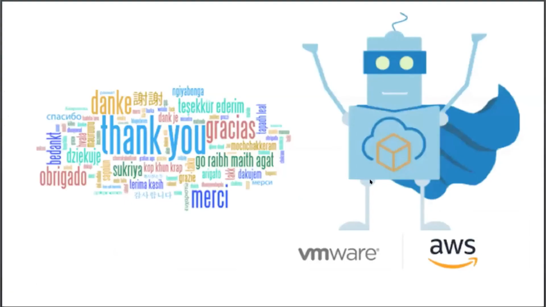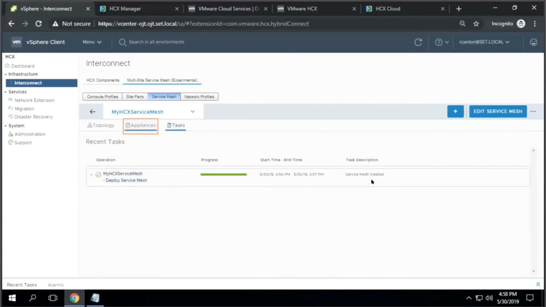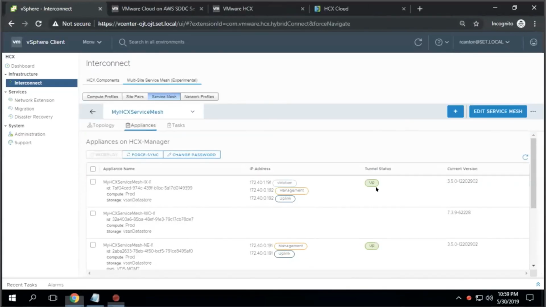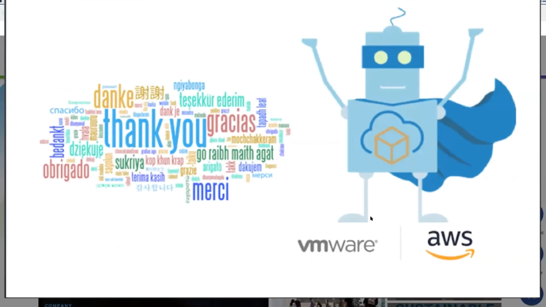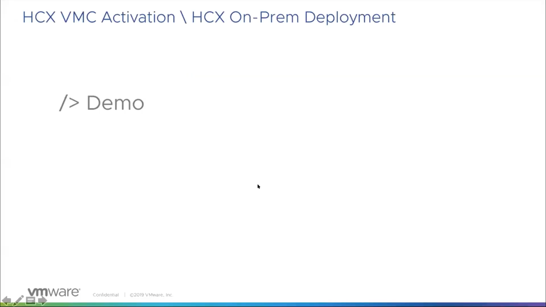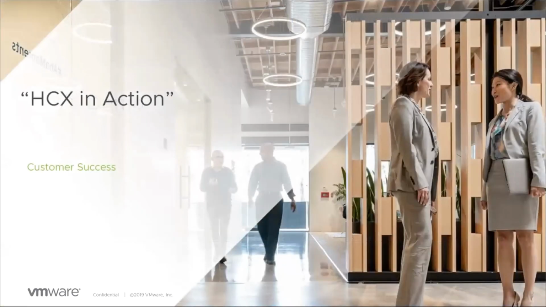As you can see, the status is up. Let me bring you back to the screen. Yeah, the tunnel status is up. So this is something that we would obviously want to check once the appliances have been deployed, so that we make sure that the connectivity between the two pairs has been successfully set up. That brings us to the end of the demo.